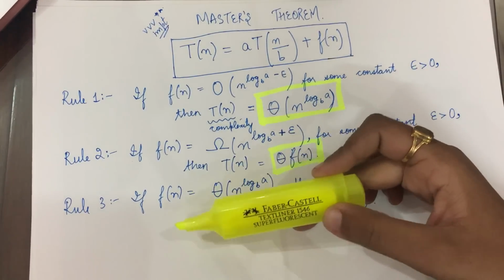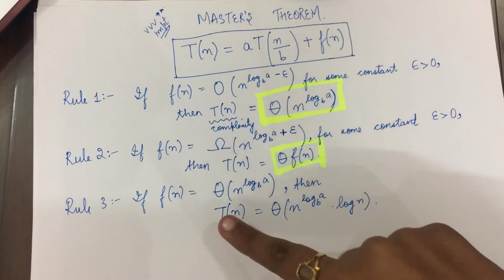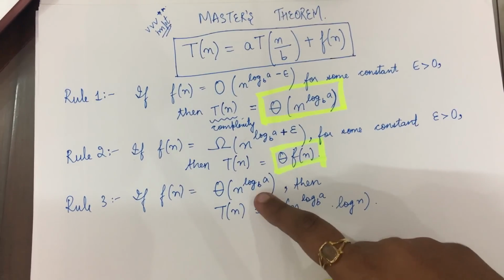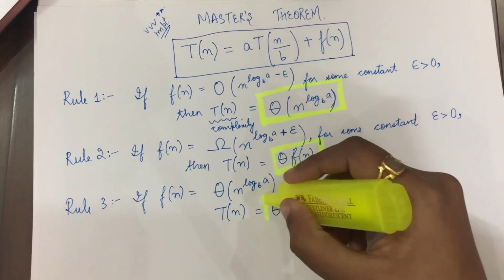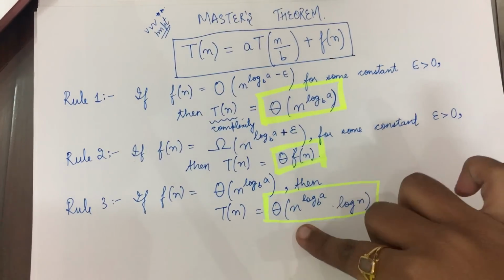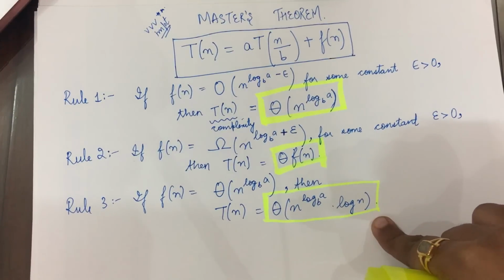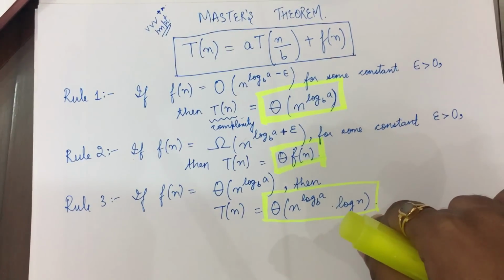Now if I have my complexity or function in the form of theta of n to the power log a base b, then I give complexity in the form of theta of n to the power log a base b into log n. And so that's all you need to know about the Master's theorem.